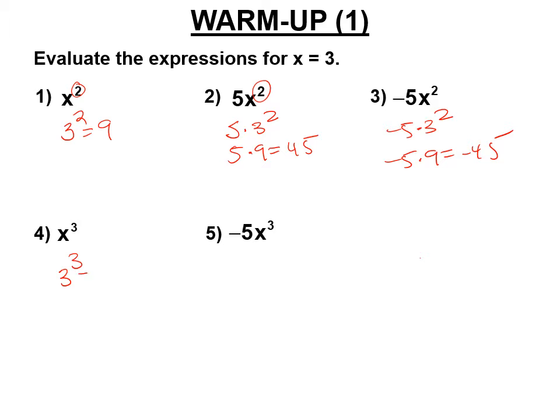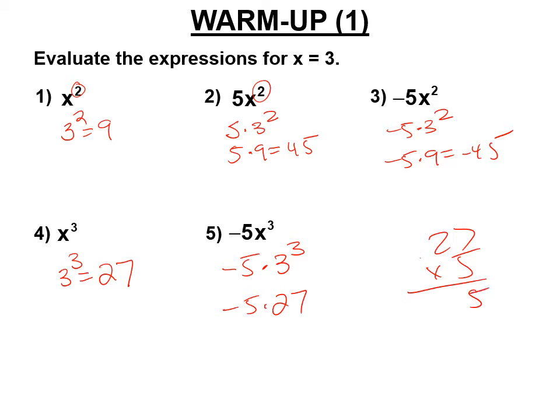3 cubed, 3 times 3 times 3, 27. Negative 5 times 3 cubed, you have to do 27 first. And so 27 times 5 is 135, and we get negative 135. Oof. Negative 135. Okay, so that was evaluating expressions.